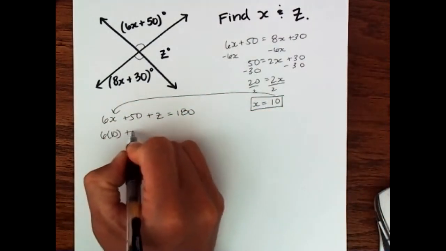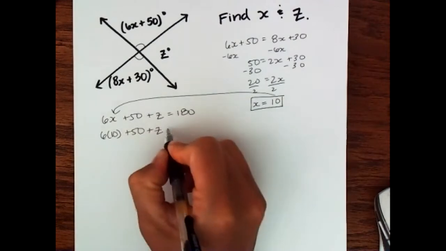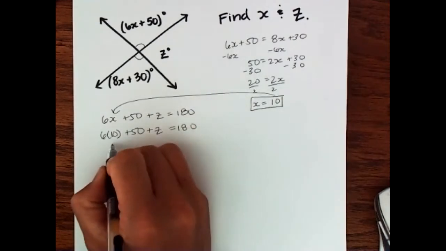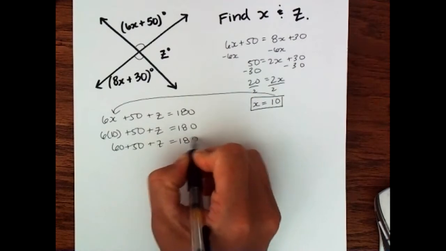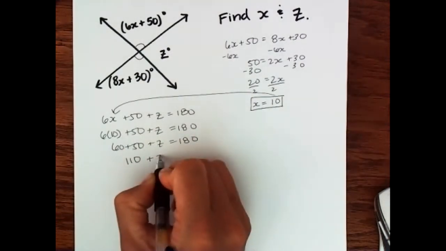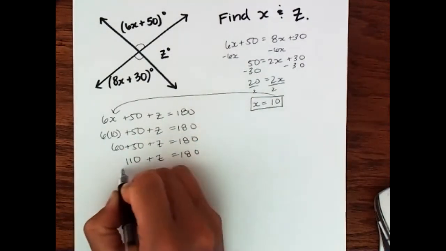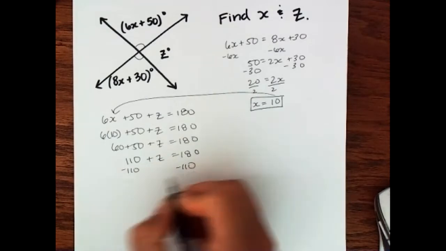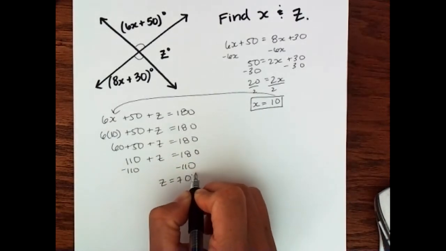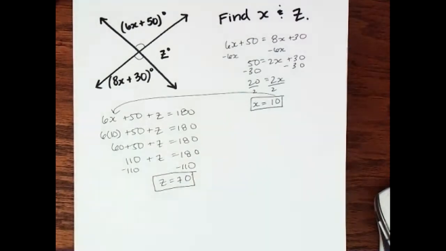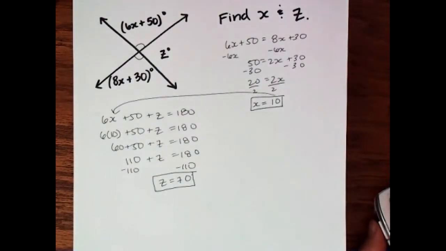Once you have plugged that in, you can solve algebraically once again to get your final value for z. You'll want to add like terms, and then you'll want to subtract your 110 from the left side to get z by itself, and for your final value of z, you will get 70. And that's all you have to do.